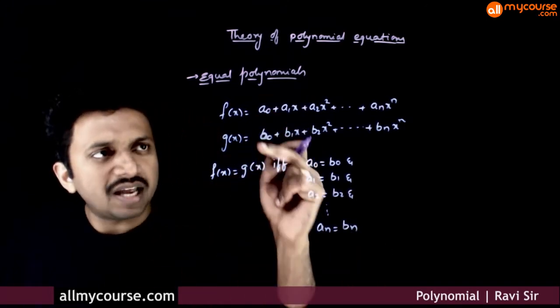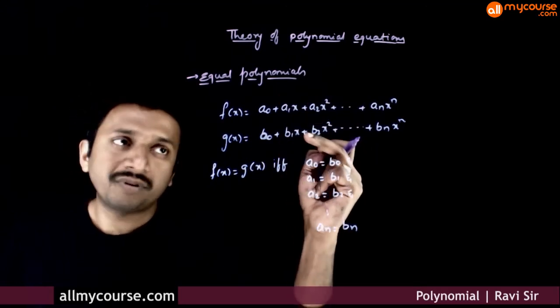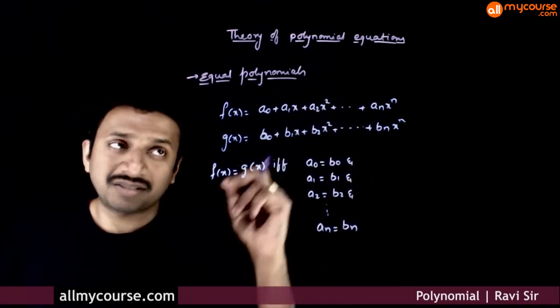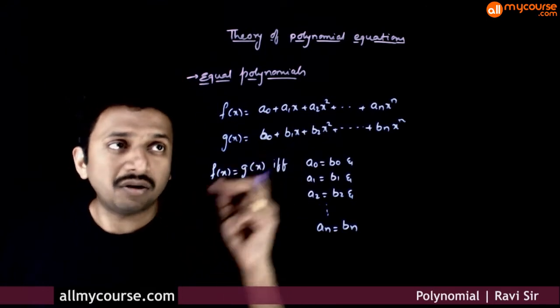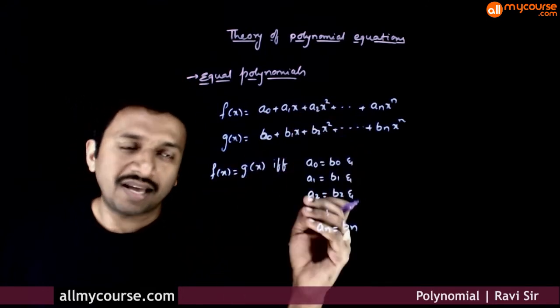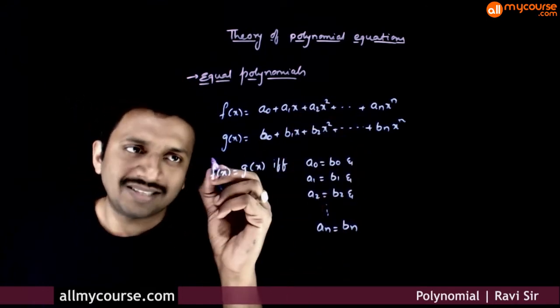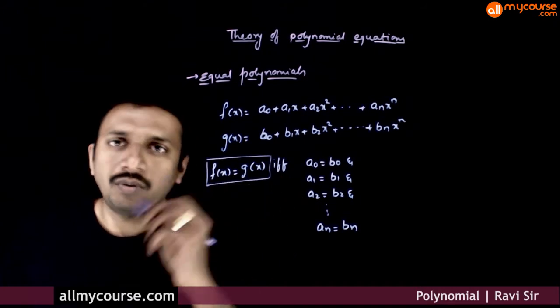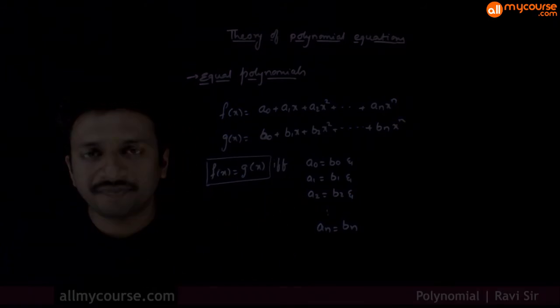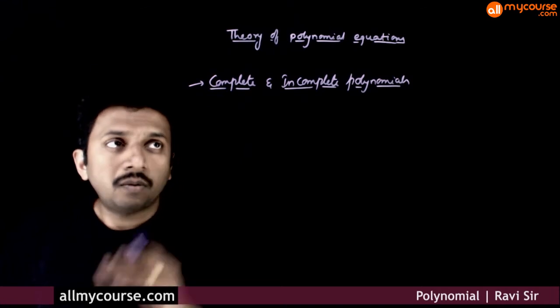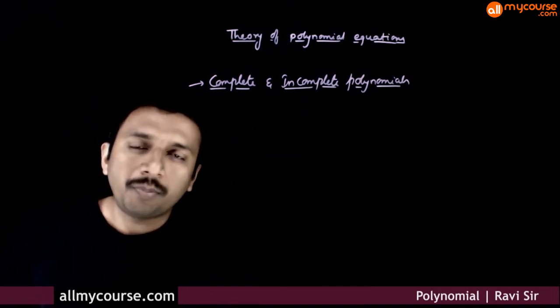So if each and every coefficient of the like powers of x is equal, then only we can say that f of x is equal to g of x. So let us look at what complete and incomplete polynomials are.